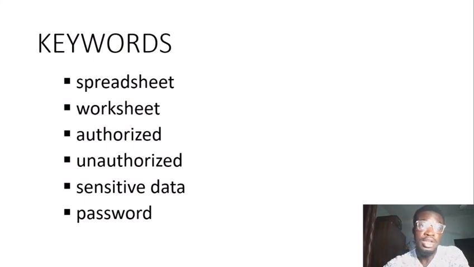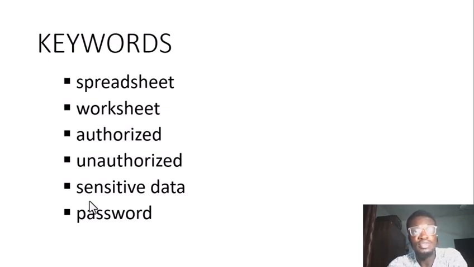So we'll be looking at certain keywords. One, the spreadsheet itself, and with the spreadsheet we have the workbook as the second point, and the third point is authorized. The fourth point is unauthorized, the fifth is sensitive data, and lastly we'll be looking at password. We are going to take it one by one for me to explain, but I won't go deeper. I will just show more light on it, that's all.